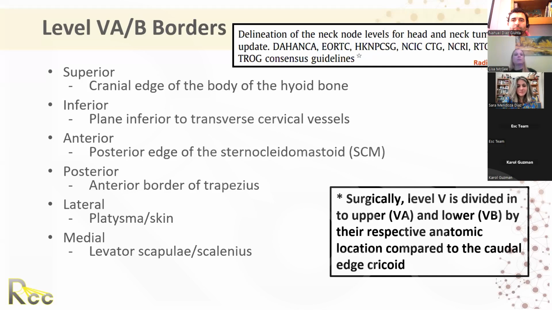Level 5 is split into 5A and 5B, which is more of surgical importance. It's basically a superior and inferior way to split level 5. So it's split at the level of the caudal aspect of the cricoid cartilage. From the standpoint of what we do in radiation therapy, if you want to contour level 5, most of the time you're contouring all of level 5. Very rarely would we be splitting this into 5A and 5B. So for my purposes, as I think about contouring, I'm usually thinking about level 5 as a whole.